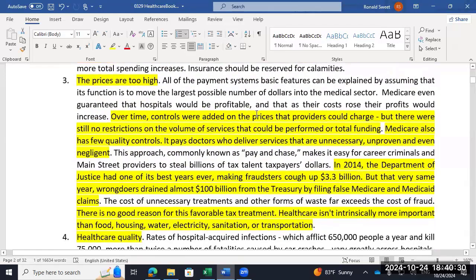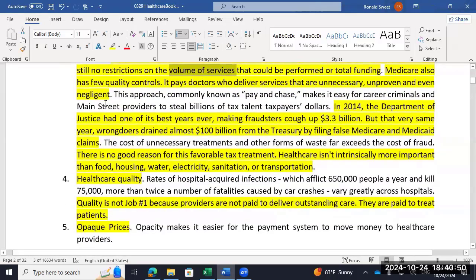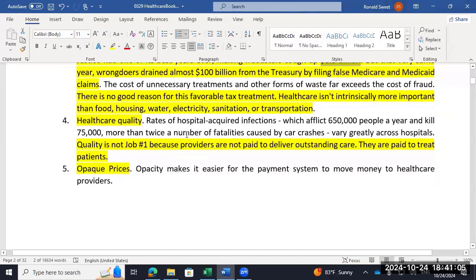Prices are too high. Over time, controls were added on the prices that providers could charge, but there were no restrictions on the volume. So when Medicare says we'll only pay X, the hospital says, fine, we'll do twice as many X's as we were doing before. Medicare also has few quality controls. It pays doctors who deliver services that are unnecessary, unproven, even negligent. The Department of Justice had one of its best years, making fraudsters cough up $3.3 billion, but that very same year, they drained almost $100 billion. So we have people out there trying to fix the system, but they're only scratching the surface.